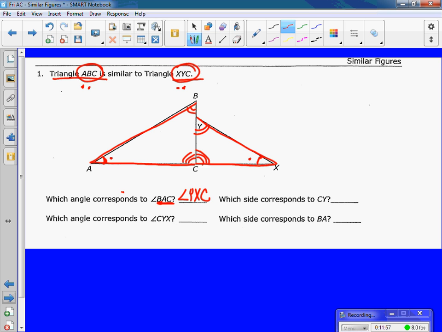Okay. Which side corresponds to CY? Well, CY is right here, and that's of the smaller triangle. So CB is for the bigger one. Let's look at some other angles.